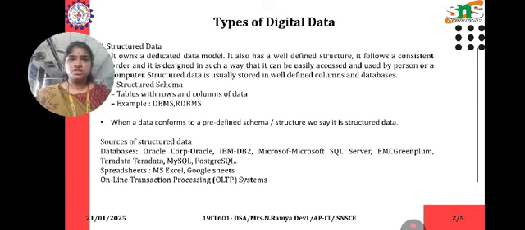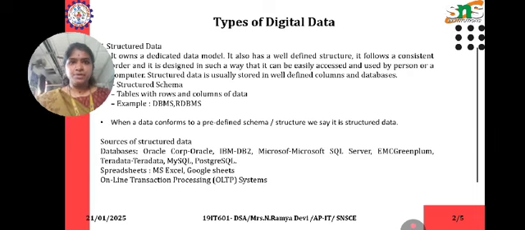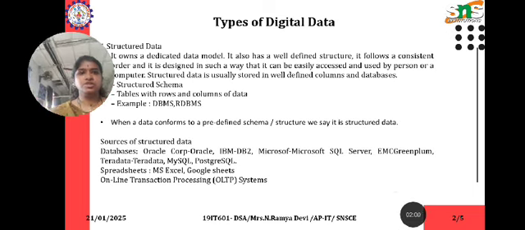What are the sources of structured data? Databases like Oracle, IBM DB2, Microsoft SQL Server, EMC Greenplum store structured data. The next examples are Teradata, MySQL and PostgreSQL, which store structured information. Next are spreadsheets like MS Excel and Google Sheets, which are also used for storing some sort of structured data, and online transaction processing systems, which also store structured data.